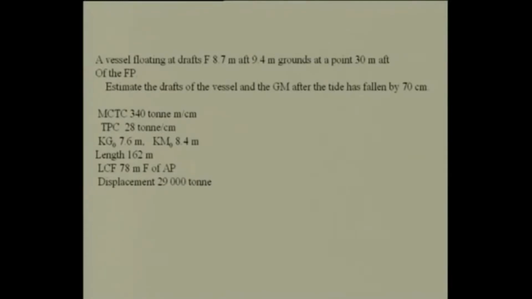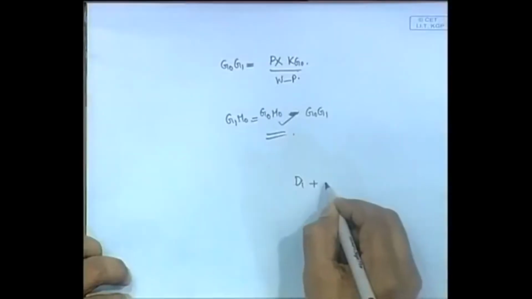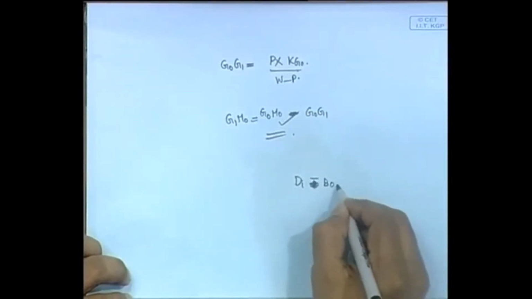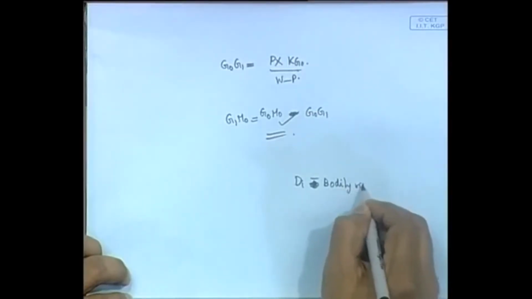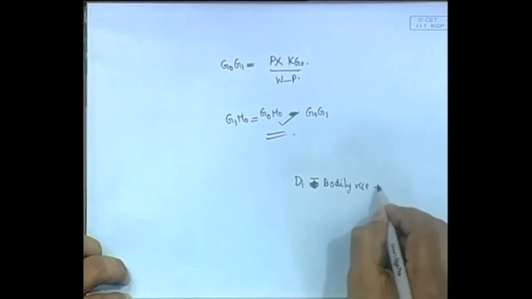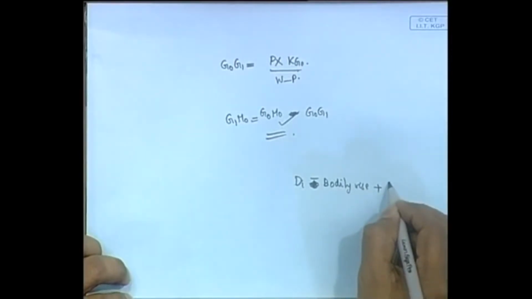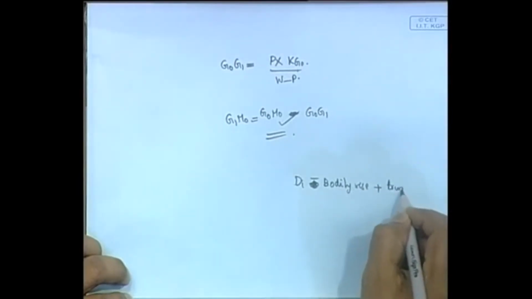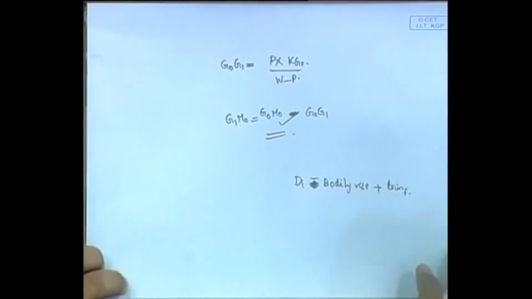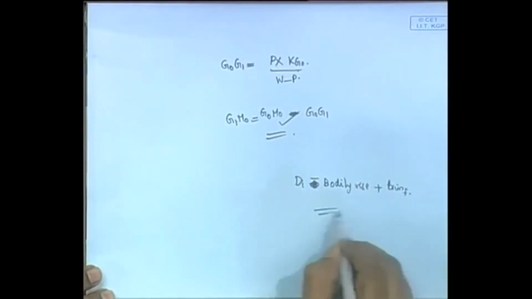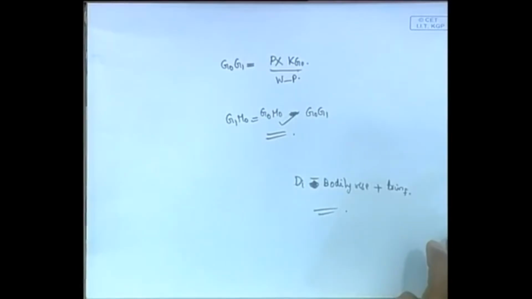So, the initial, you are told that it is floating at draft forward and aft. So, you know the initial drafts. So, initial draft plus bodily sinkage, or in this case it will be minus, so the bodily rise plus the final trim, that is all. So, this will give you this problem of grounding. Okay.